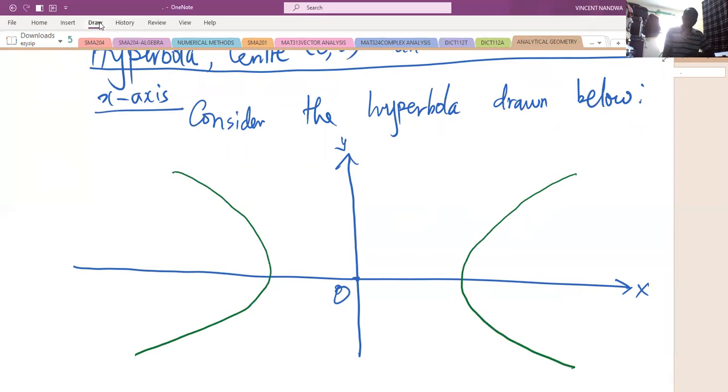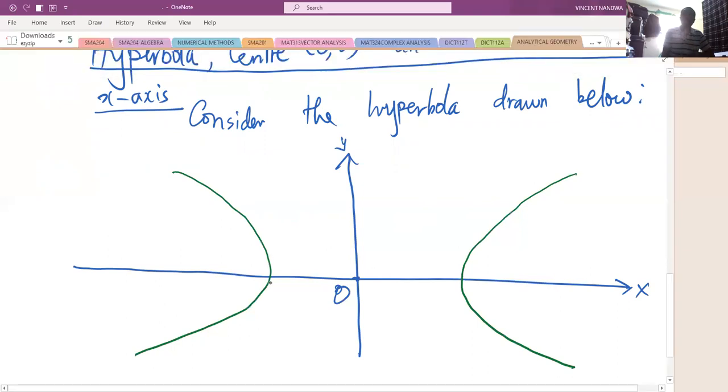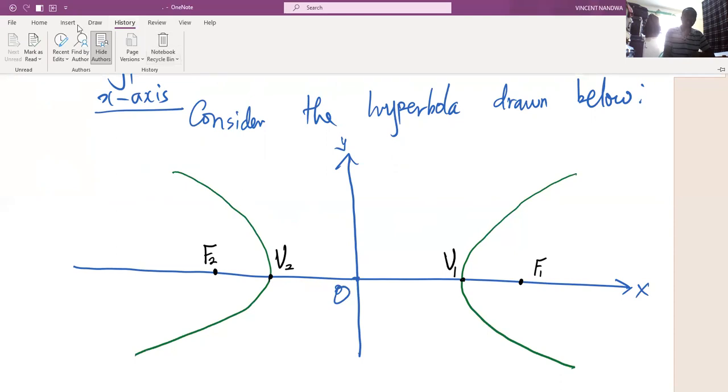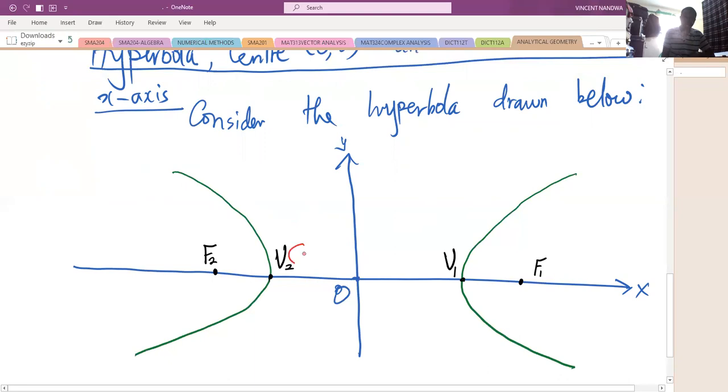So customarily, the distance from the center to the vertices is A units. So therefore, let's call this point V2, and this will have the focus, call it F2. Call this other point V1, and call this one F1. So the distance from the center to the vertices is always A units. So this means that the coordinates of this one will be, because it's to the left, negative A, 0. This one will be A, 0.